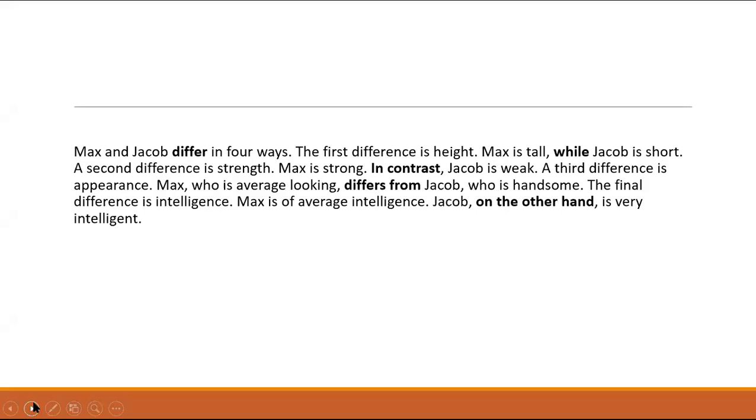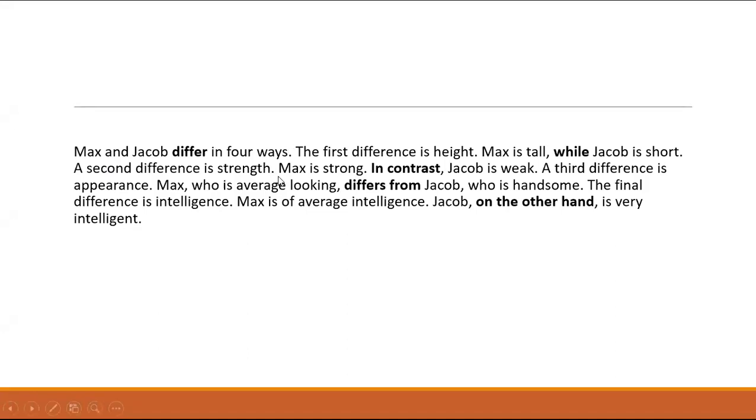So this is a common mistake for students when writing this type of paragraph because they do not have very clear criteria to compare between two subjects. So they should have clearer criteria when they're contrasting or comparing something. For example, we have here: Max and Jacob differ in four ways. The first difference is height. Max is tall while Jacob is short. It should be mentioned there that Max is tall, but Jacob is short.